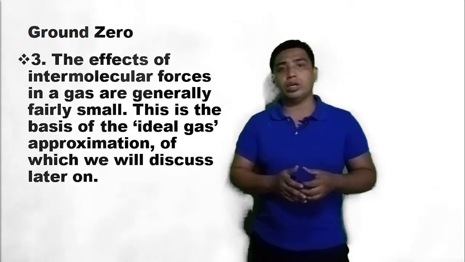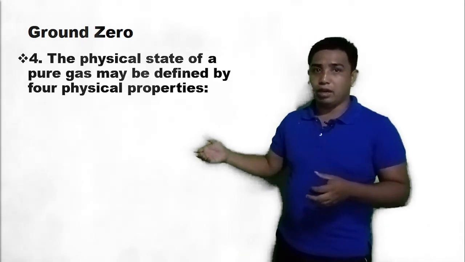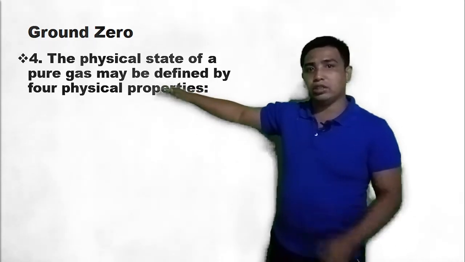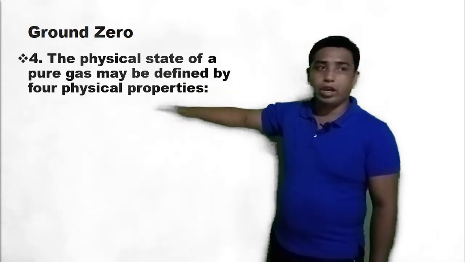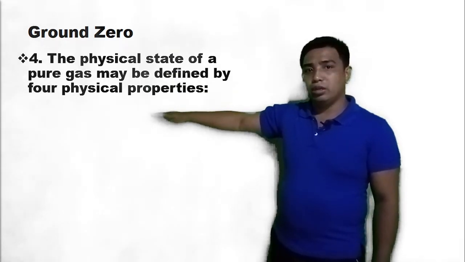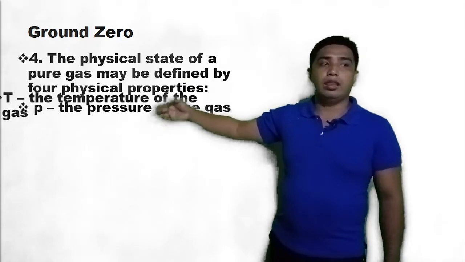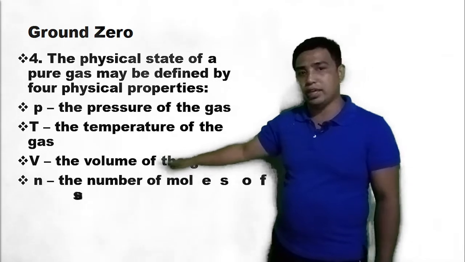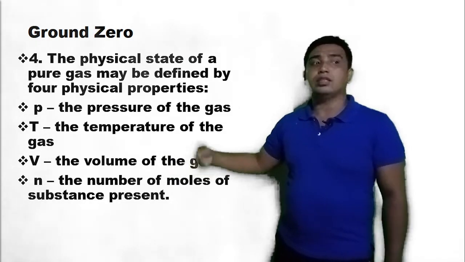Next, we can use four variables to describe the behavior of the gas. One is its pressure, for which we use P, lowercase p. Then we have temperature, which will be in the Kelvin scale. And then we have V for the volume, and n, lowercase n, for the number of moles present in the system.